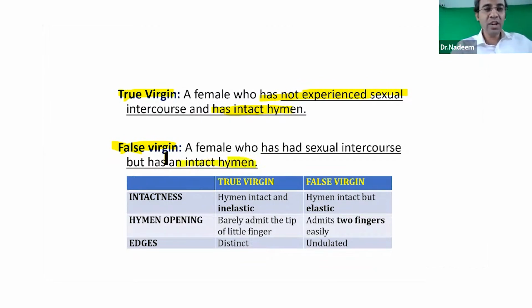Now, how to differentiate? In a real virgin, the hymen will be there and it will be non-elastic, very, very tight. Hardly the tip of the small finger will go inside. But in a false virgin, the hymen is there, but it will be loose and elastic. Easily up to 2 fingers you can insert.